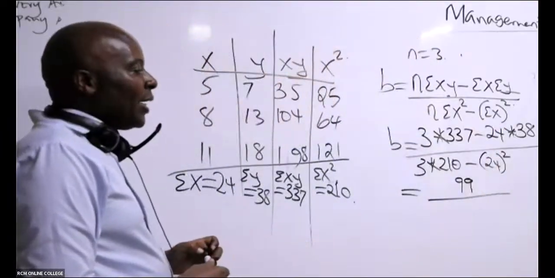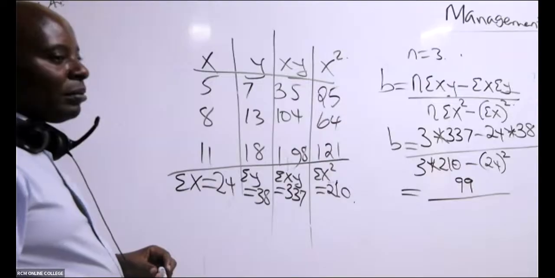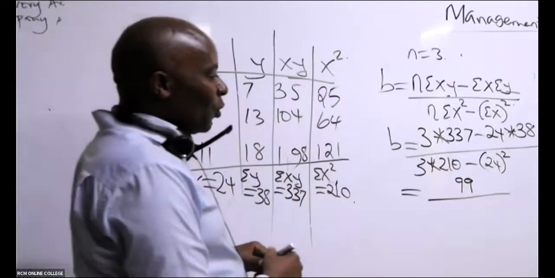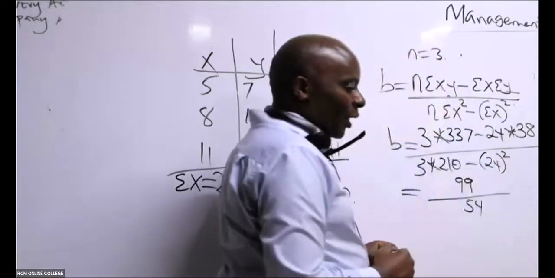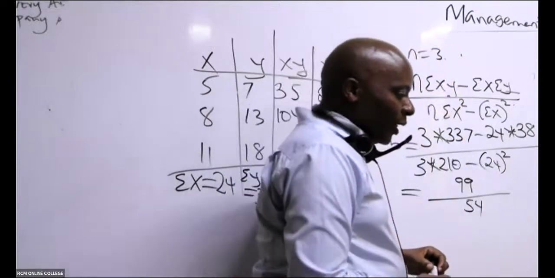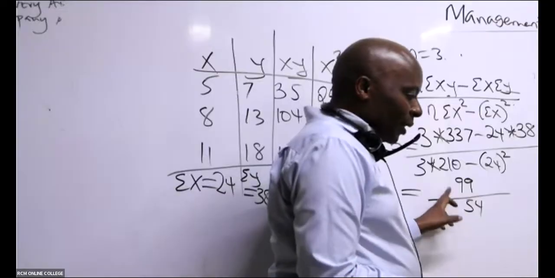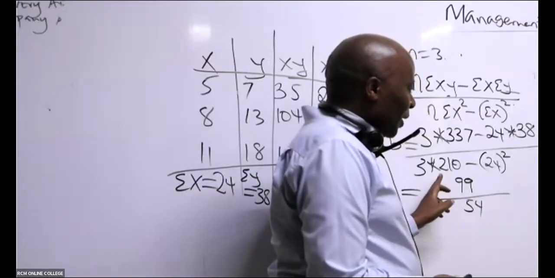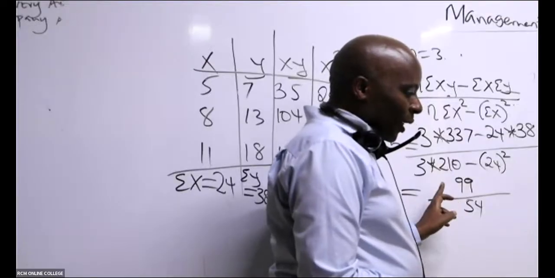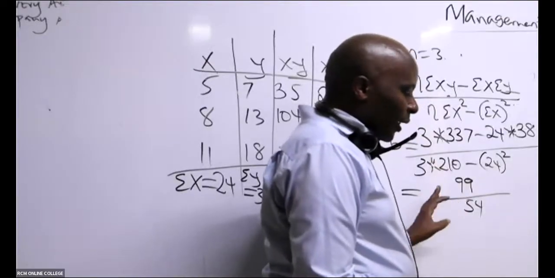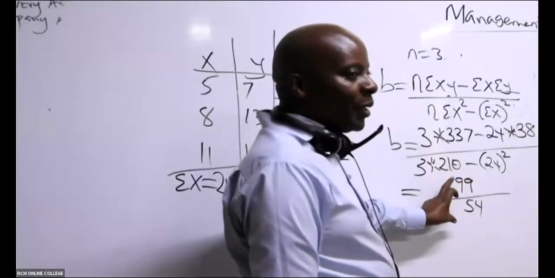Then go ahead and give me the denominator. The denominator is 54. Can somebody else confirm that 54 is correct? The online ninjas, are you able to get these numbers? Please confirm. Thank you so much. So give me the 4 decimal places quotient.